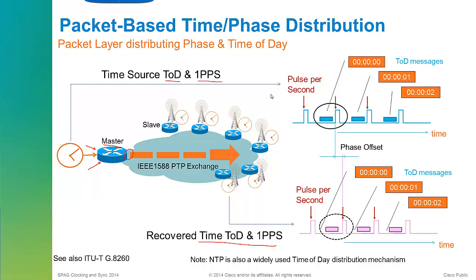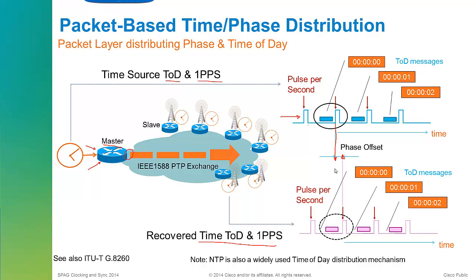Now if we take our reference source, I've shown the pulse up here in blue, and this is our reference signal, and the blue boxes represent the time of day messages conceptually. Here at the other end we have recovered the time of day and the 1 pulse per second, and you see there's a little bit of a phase offset here. You can see the blue line, the phase starts here, and the recovered one is a little bit later. So there's a phase offset, which is an error you would get in the network.